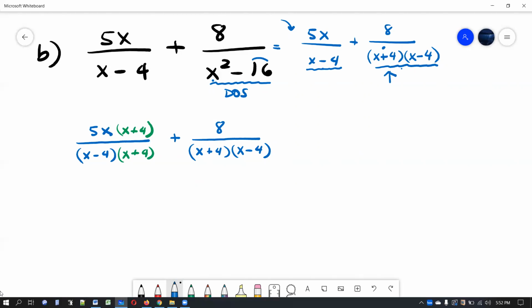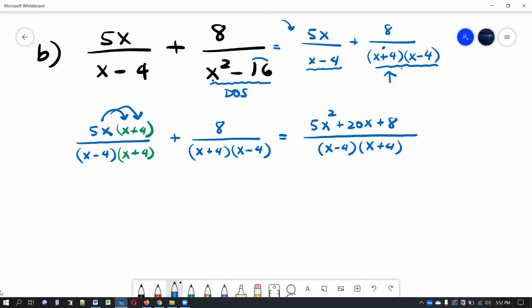Notice that now both fractions have the same denominator. And if they do, you can just combine the numerators under a single fraction. So the denominator is going to be the same. This numerator has to be expanded. 5x times x, 5x squared. Plus 5x times 4 is 20x. And I have the plus 8 here.